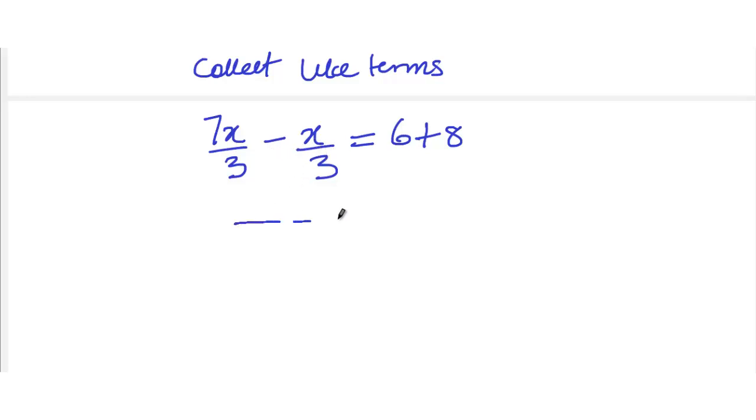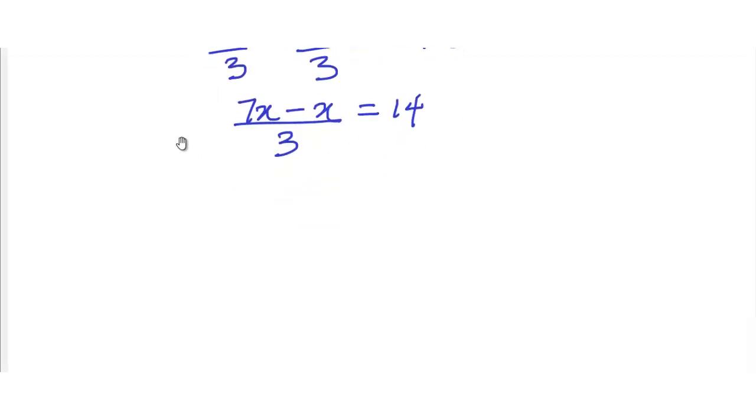But let me just find the LCM because of some people that may not get the logic. So the LCM of 7x over 3 and x over 3 will be 3, right? So 3 and 3, 1 times 7x, that is 7x. Then minus 3 and 3, 1 times x, that is x, is equal to 6 plus 8 will give us 14. So 7x minus x will give us 6x over 3 is equal to 14.